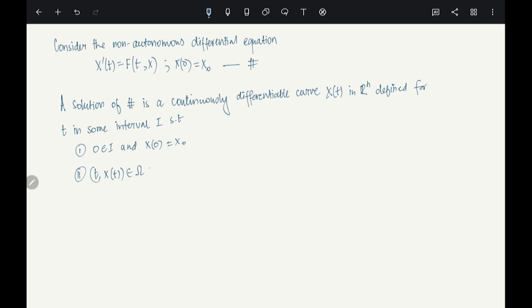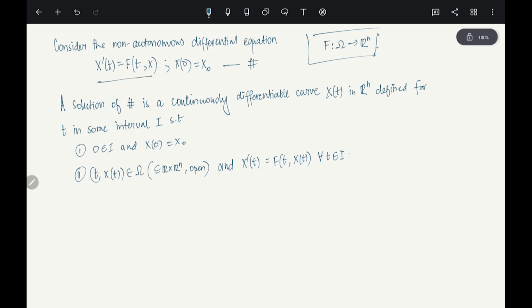So omega is an open subset of R cross Rn, and we are going to define f from omega to Rn. So that is given. We are starting out with the open subset of R cross Rn, and the vector field is given. So basically (t, x(t)) should be in omega. Clear? And x prime of t has to be equal to f of t, x of t for all t in I. Is this clear? So essentially you are given this system.